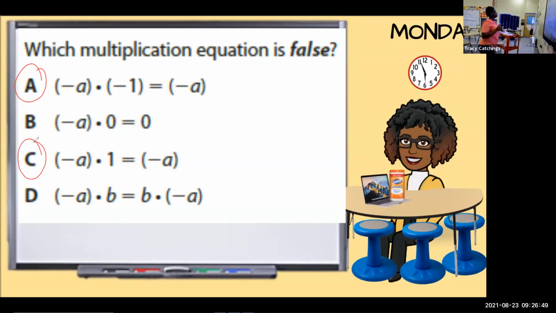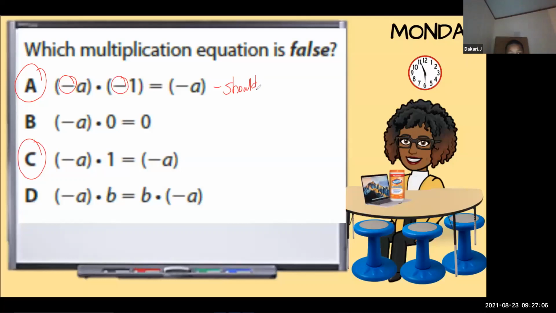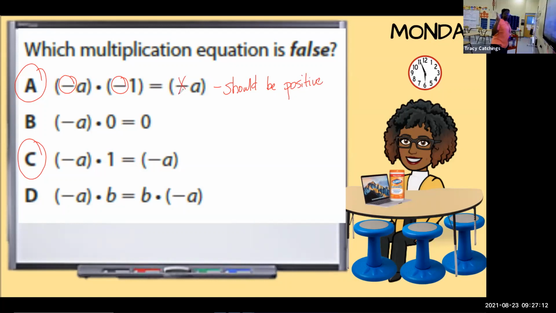All right, anybody else chose one? All right, so let's look at it. A, negative times a negative. If I multiply two negatives, my answer should be a what? Positive. It should be positive. Two negatives multiplied together will give us a positive. So that one was false.